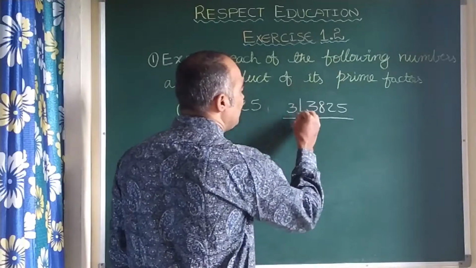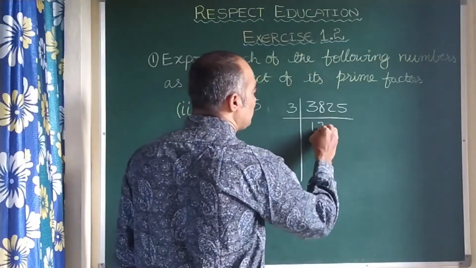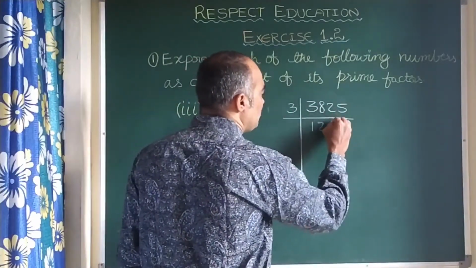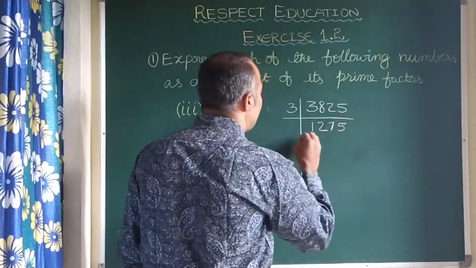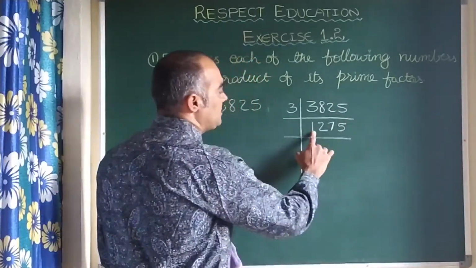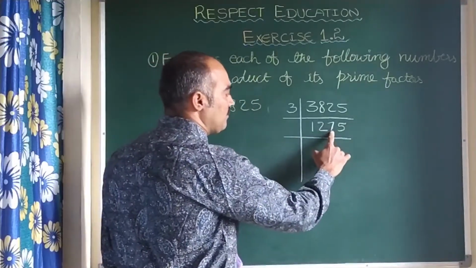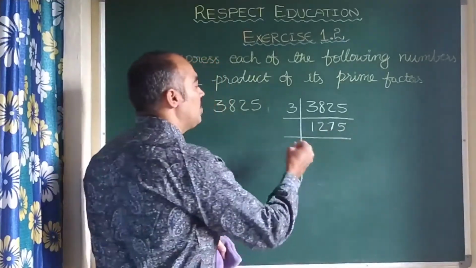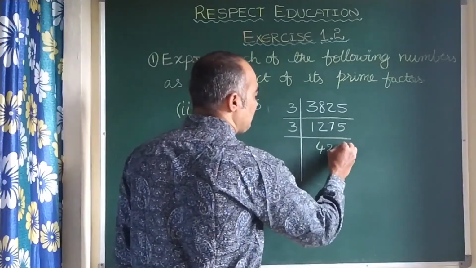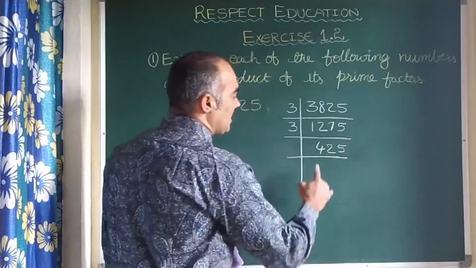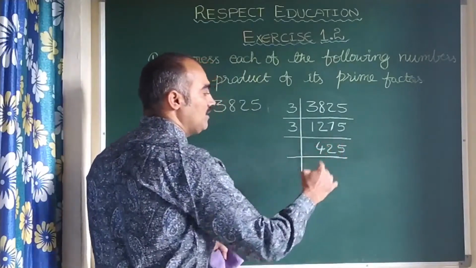Let us do the division. 3 1s are 3 here. 3 2s are 6. 2 is left. 22 means 3 7s are 21. 1 is left. So it is 15. So 3 5s are 15. Again you see, children, 1 plus 2 is 3, 3 plus 7 is 10, 10 plus 5 is 15. So again we can try with 3. 3 4s are 12, 3 2s are 6, 3 5s are 15, right? Now again 4 plus 2 is 6, 6 plus 5 is 11.